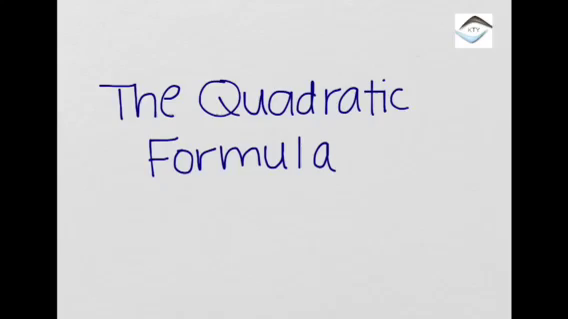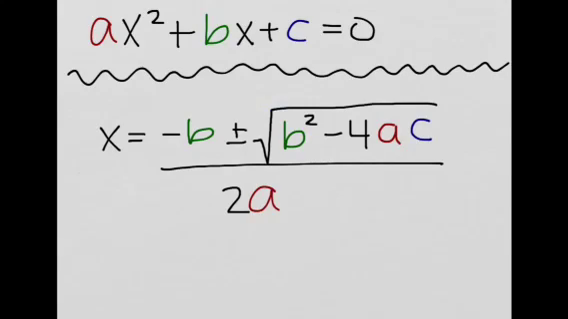Let's get started. Unlike a regular algebraic equation, we will need something called the quadratic formula to solve for x when we're given an equation in the form of ax squared plus bx plus c is equal to 0, where a, b, and c are constants. The formula, called the quadratic formula, states that x is equal to negative b plus or minus the square root of b squared minus 4ac all over 2a.